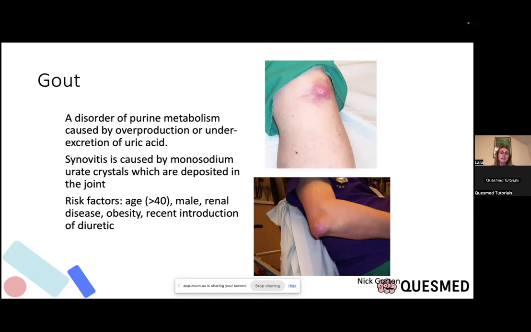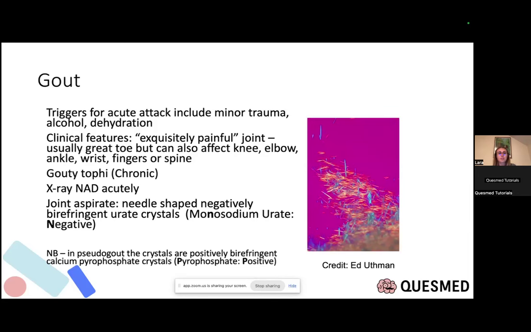So tophaceous gout, it looks almost like the calcinosis that you might get in scleroderma, but it tends to be over, obviously, an inflamed joint, and the joint itself can be deformed, because if you've got tophaceous gout, you probably had gout in that joint a lot. So with gout, get really quite confident and comfortable in talking about the investigations into gout and also the management.